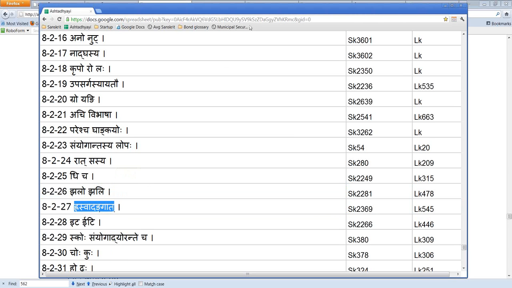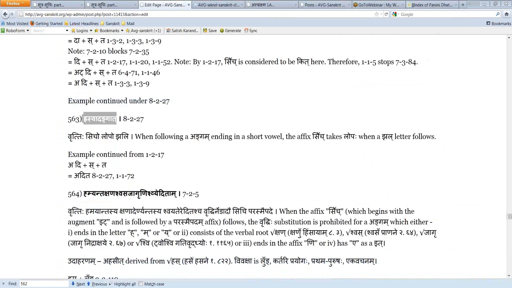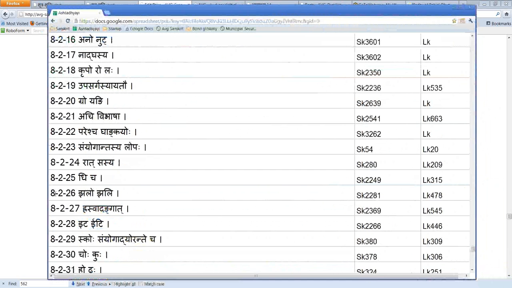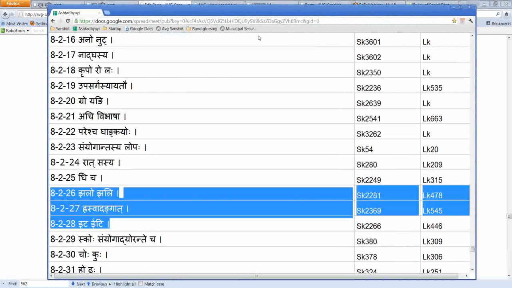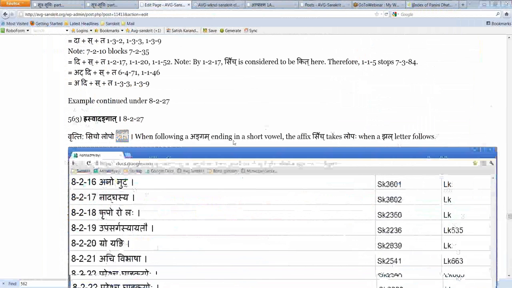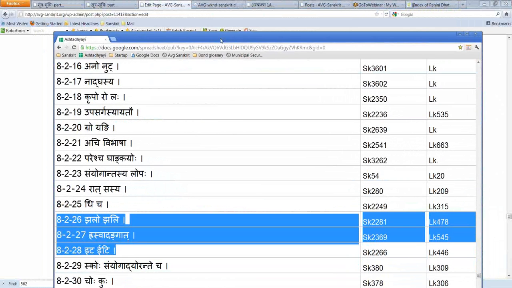Rasvadangat is the sutram 8-2-27. So when you think about sich, you have to keep these rules in mind. When can sich take lopaha? Rasvadangat says sicho lopaha jali. It requires jali, that's one condition, because the jalo jali, then rasvadangat. Jalo jali rasvadangat. So we have to say jali parataha, and jal follows.